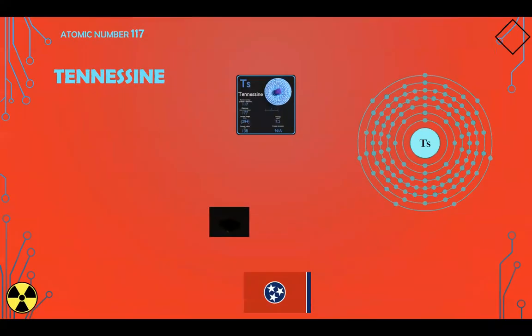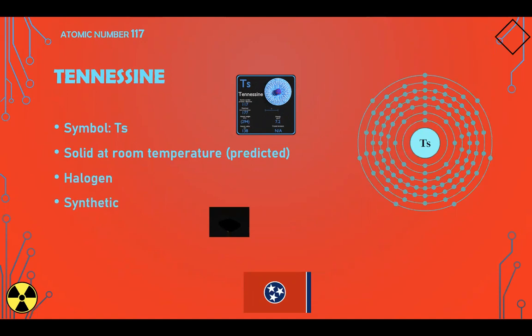Tennessine, atomic number 117. This is the second to last element. Tennessine's symbol is Ts. It's a solid at room temperature, that's what's predicted of it. And one interesting thing about tennessine is that it's a halogen, which means it is the heaviest of all halogens. Tennessine is synthetic as well as having a predicted black color. Tennessine could also be a gas, by the way, which would be pretty cool because it might be a black gas or a black solid.